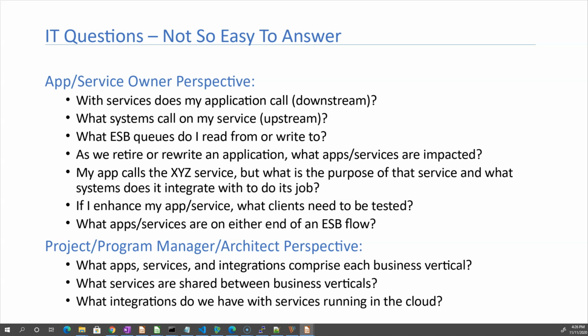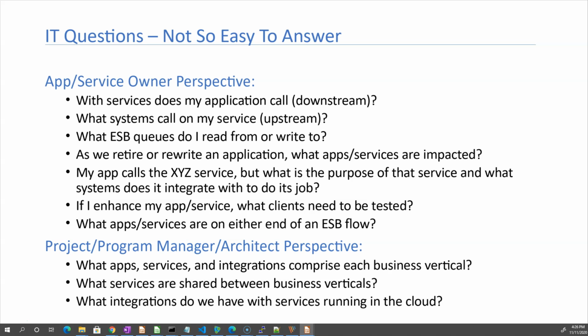But there are some questions that are not easy to answer. And these are from different perspectives. I'm not going to read through all these, but I'm going to highlight some of them that I think are important. As the owner of an application or a service, a couple of very fundamental pieces of information that's important to understand is what services does my application or my service rely upon downstream? What do I call and what do they call downstream from me? And on the other side, what systems are upstream from me that have a dependency on my particular service?